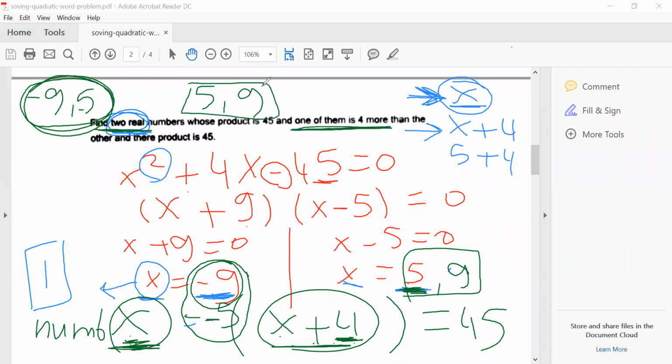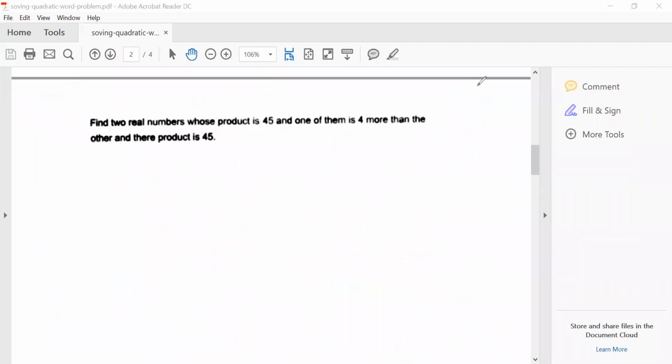So the two real numbers are negative 9 and negative 5. This is one, and the other is 4 more than it. Or the solution which gave me 5, when added to 4, will give me 9. So either negative 9 and negative 5, or 5 and 9. Okay? Thank you.